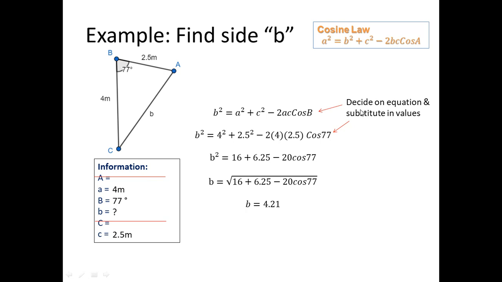So what we did first, we had to decide on an equation. We rewrote it so that it would correspond with the letters that we were looking for. Then I substituted in the values that I had collected in my information box. I simplified, and then I had to use algebra to solve. Now, when you're solving, remember that 20 cos 77 would mean 20 times cos 77.